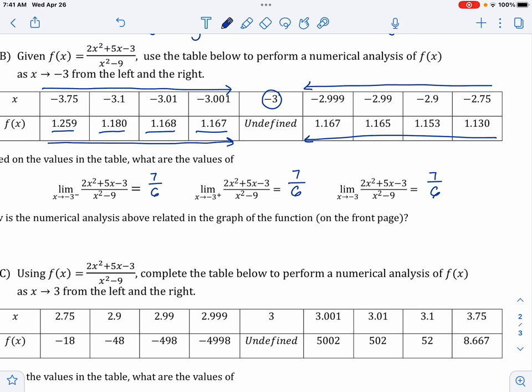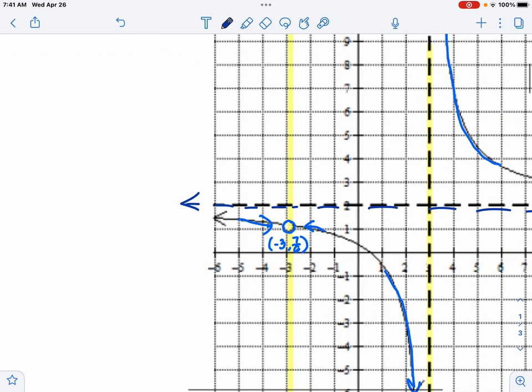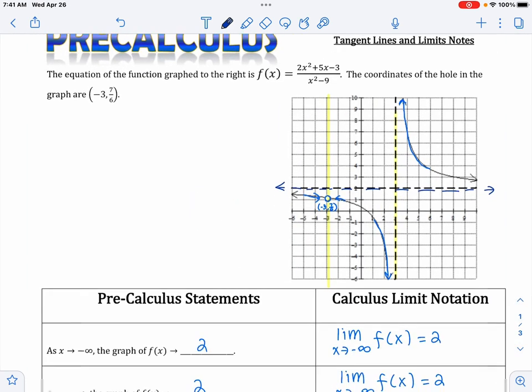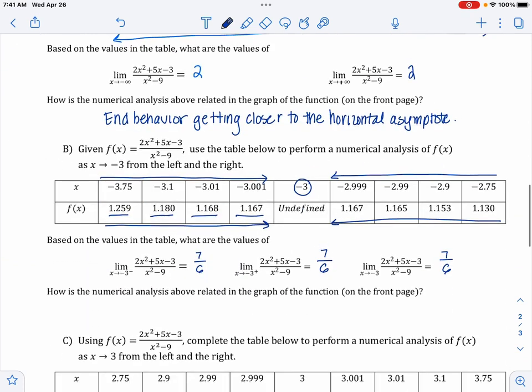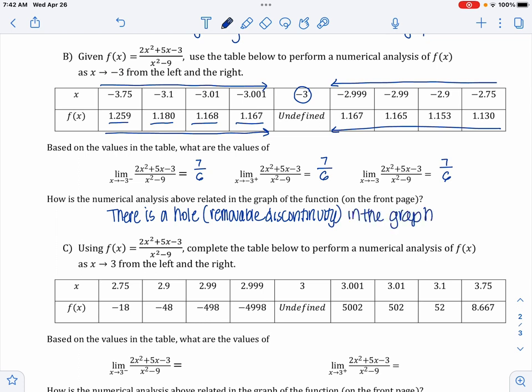How is the numerical analysis above related to the graph on the front page? There's a hole or removable discontinuity there, right? So we're approaching that -3 from the left to the right. It's approaching that hole. So notice at -3, it does say it's undefined, okay? But that's not the limit because we're getting closer and closer to the hole. So there is a hole, which we also call a removable discontinuity in the graph at -3.